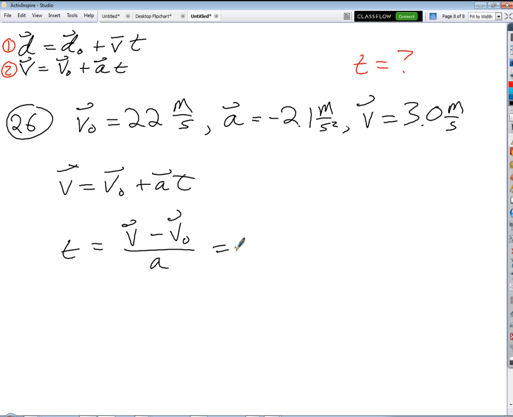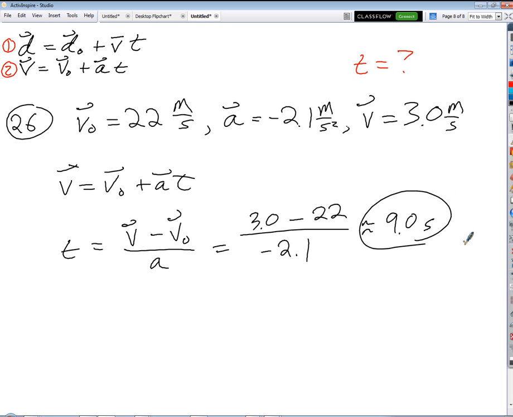So V is 3.0 minus 22, right? All divided by negative 2.1. So that gives us, what? Somebody, to two places. What is it again? 9.0. And the units would be seconds. Good. Very good. Okay, make sense? All right, so moving on.